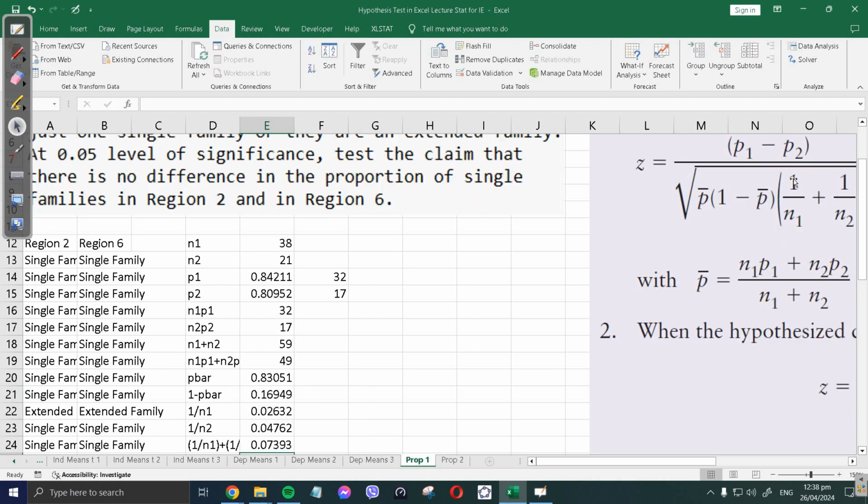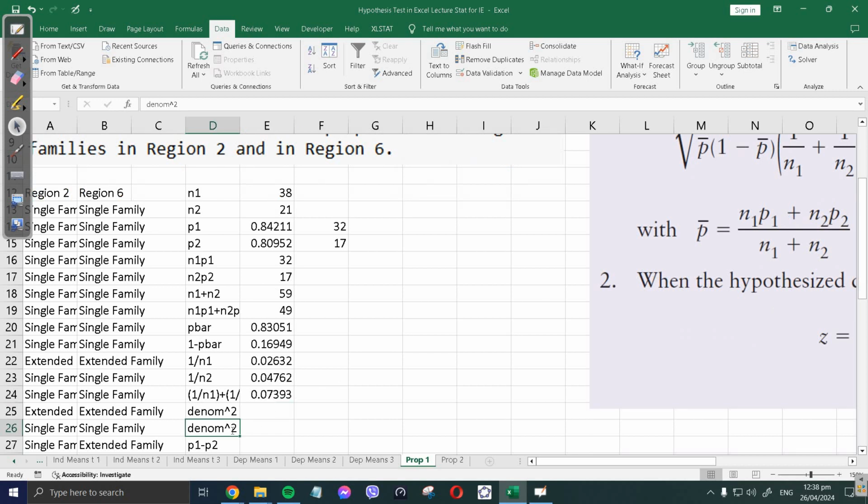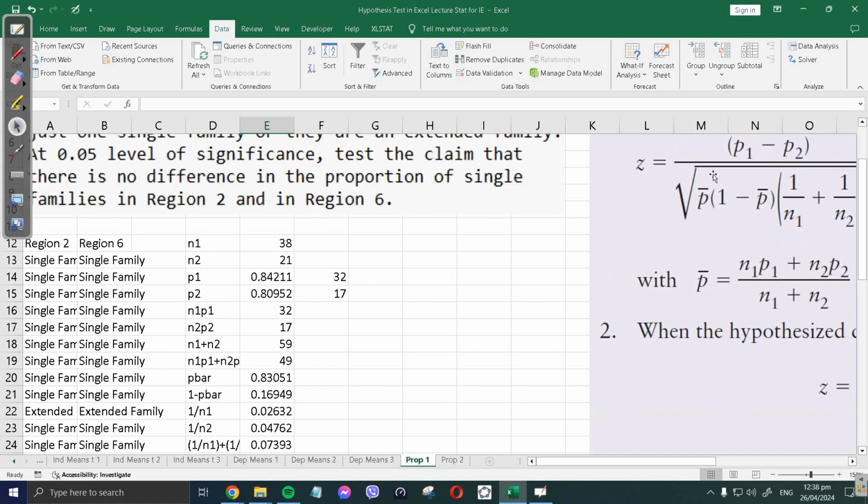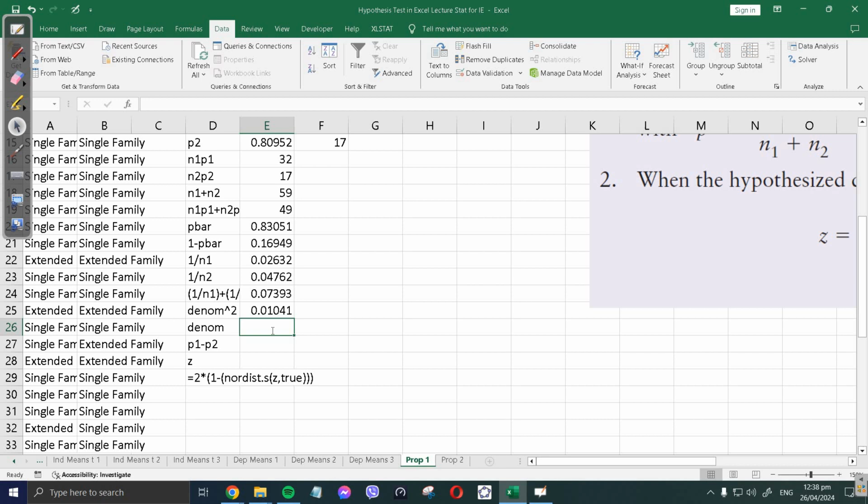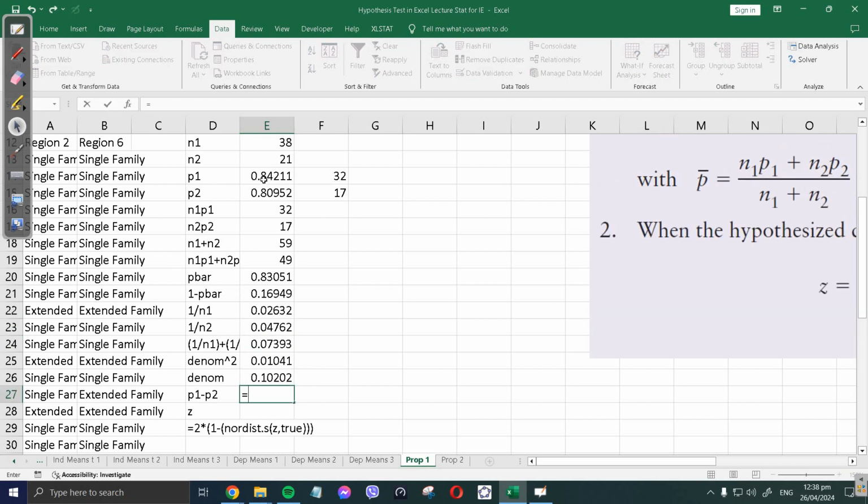So the product of this is the one inside the square. That's why I write denom square. So that would be P bar times 1 minus P bar times this one here. That's E20. And the square root of this is the denominator here. So for square, that's equals SQRT. That's the formula for square root. Square root of this. There you go. P1 minus P2, this becomes P1 minus P2. And finally, the test statistic Z would be equal to P1 minus P2 divided by this denominator here.